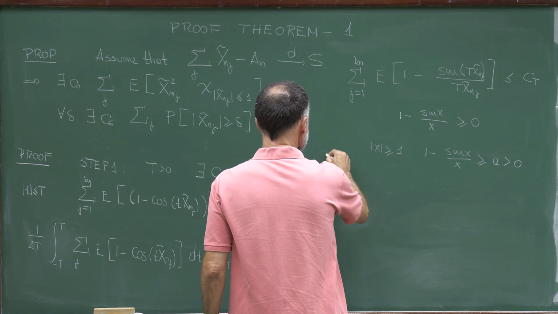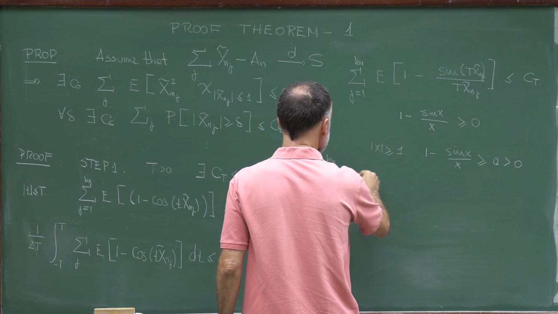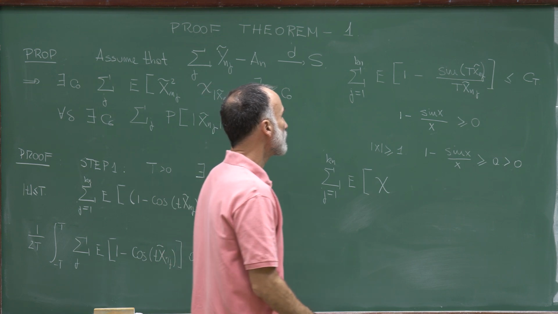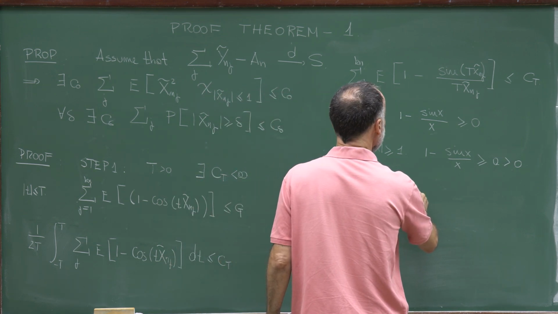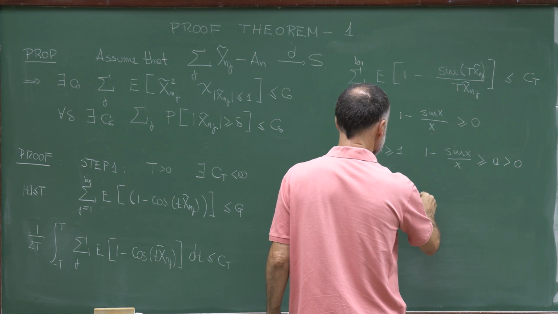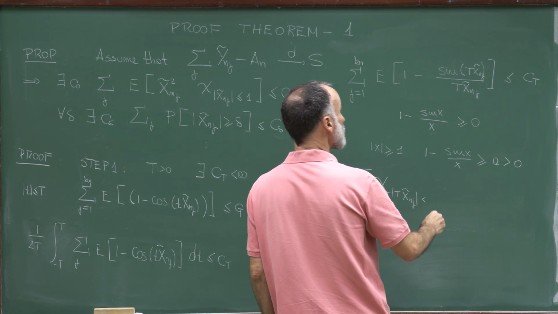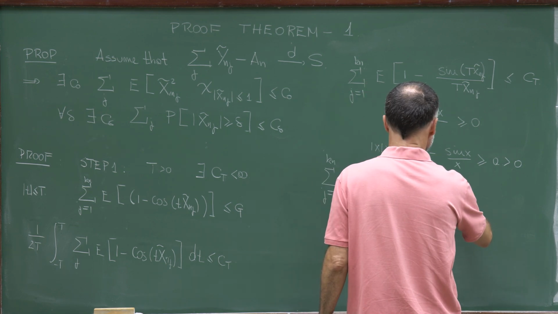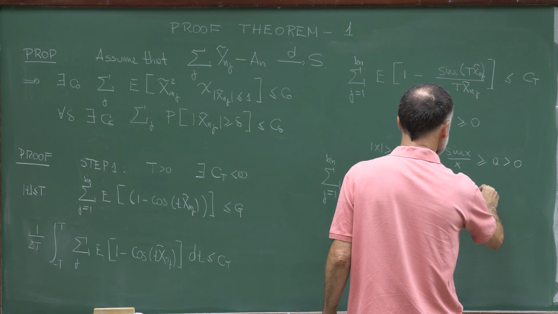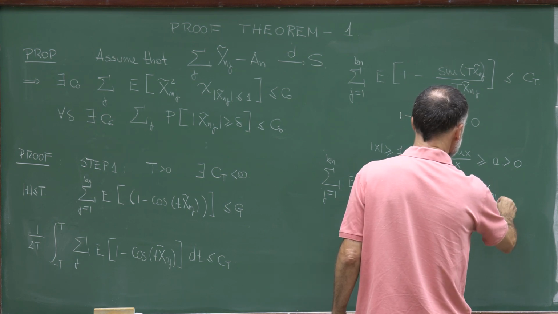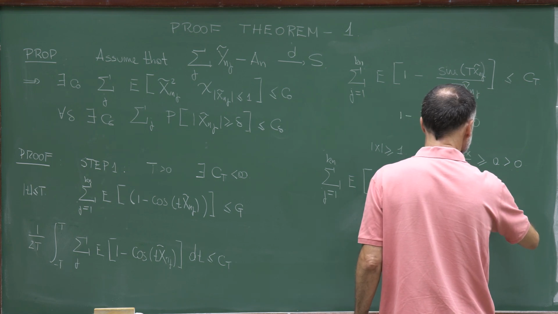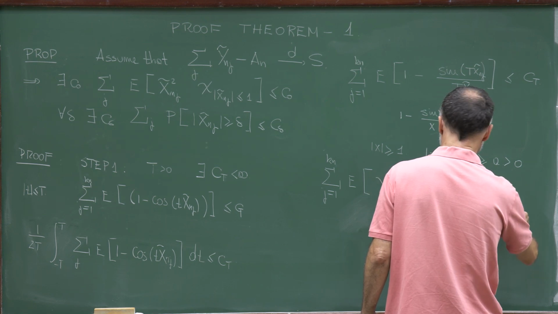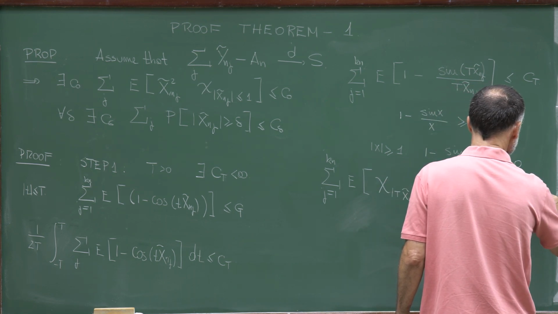So first, I will say that this expectation, since it's positive and this is bounded by CT, then if I take T x tilde n j larger than 1, of 1 minus sinus T x n j tilde divided by T x tilde n j, this is bounded by CT.